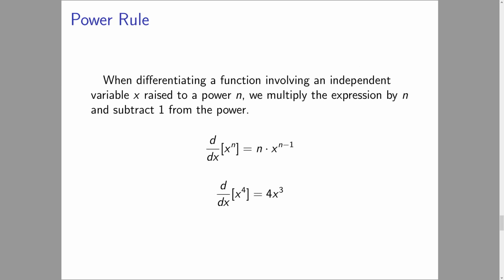The first of these rules is the power rule. When differentiating a function involving an independent variable x raised to a power n, we multiply the expression by n and subtract 1 from the power. The derivative of the function x to the fourth will be 4 times x to the third.